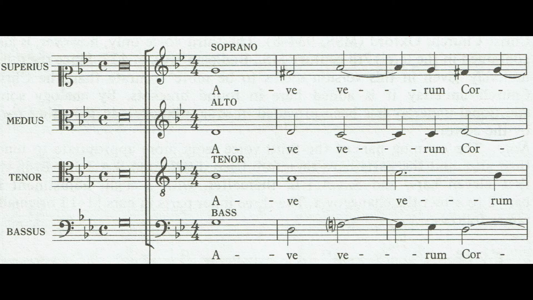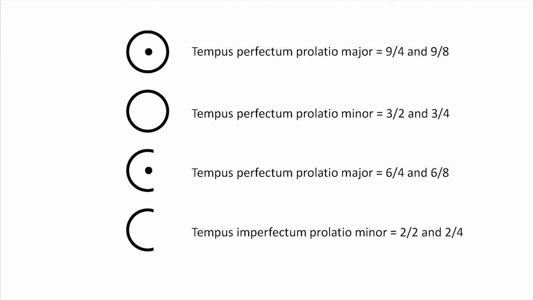As we look again at the mensuration sign chart, we see at the bottom of the chart that the empty half circle, or C, refers to tempus imperfectum prolatio minor, which means two beats per measure, with a half note getting the beat. There was no 4-4 or common time during the Renaissance, and there is virtually no instance when the quarter note in present-day editions is the pulse or tactus of the music.